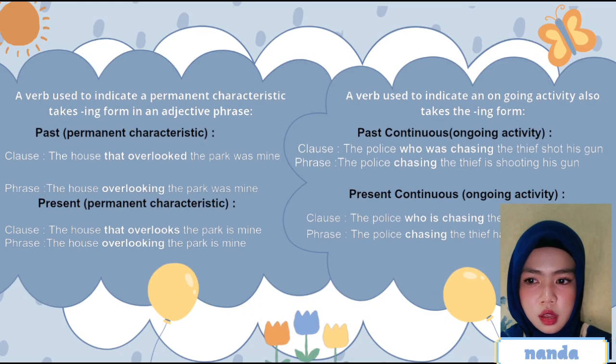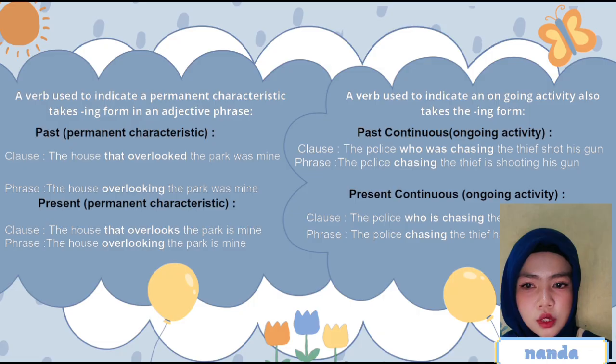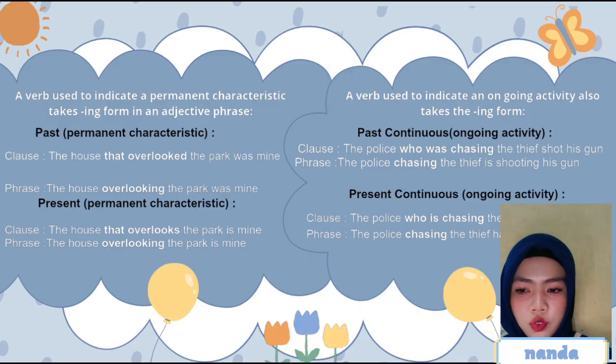Stative verbs: characteristic in the form of an adjective phrase. Past permanent characteristic. Clause: the house that overlooked the park was mine. Phrase: the house overlooking the park was mine. Present permanent characteristic. Clause: the house that overlooks the park is mine. The house overlooking the park is mine.